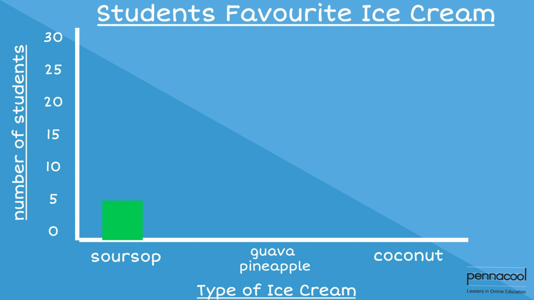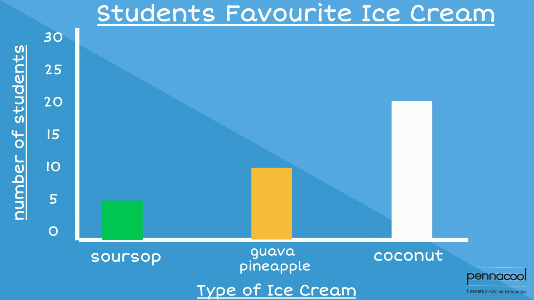Next, she checks to see how many students chose guava pineapple ice cream. She sees that 10 students chose this flavor, so she draws her second bar to meet the number 10 on the vertical column. Lastly, she checks to see how many students chose coconut flavored ice cream. 20 students chose this flavor, so she draws her last bar to meet the number 20 on the vertical column.